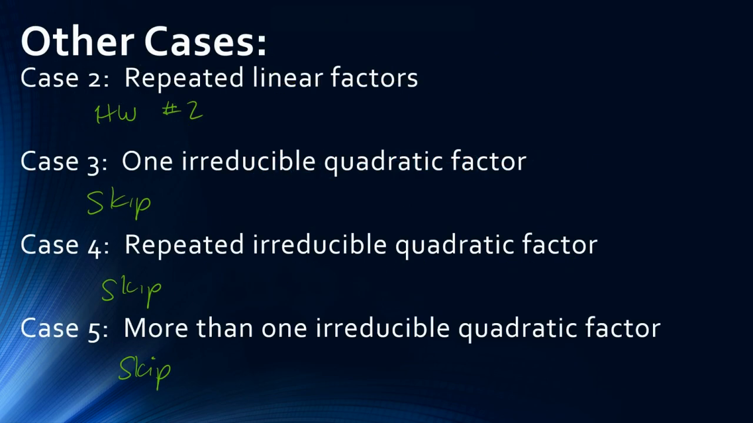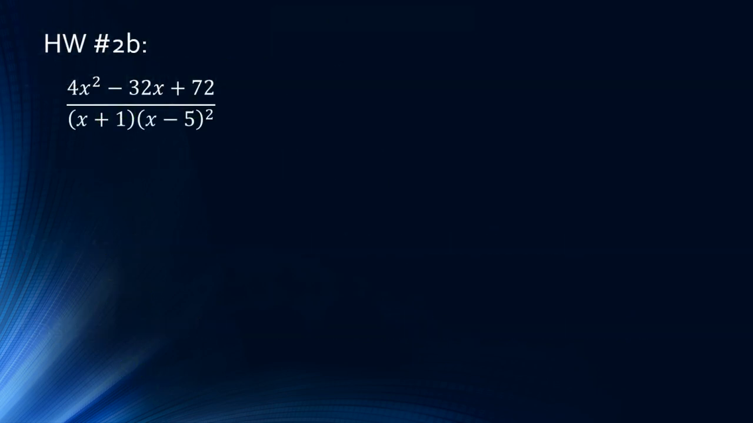All right, so that was just one case where we have linear factors. There are all these other cases. We're just going to look at case number 2 and we're going to end there. Case number 2 is if we have repeated linear factors. If you're in my classes and you have your homework packet, you can look at this problem on number 2b. We're going to work this one out. Here we have repeated linear factors, meaning we have x minus 5 being squared.